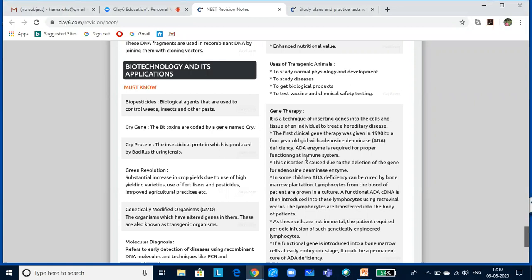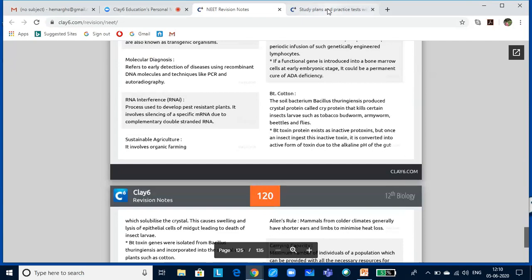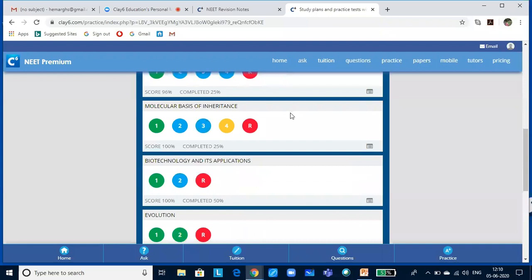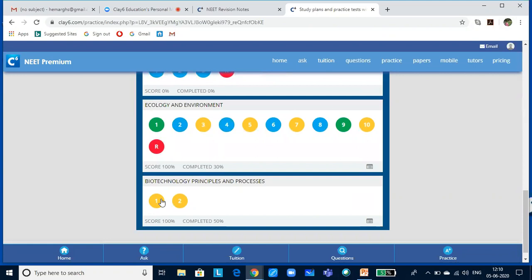So these are the broad things you have to know. I have summarized it in a nutshell, and this is all available in your PDF. Now let us look into the test. So first, let us delve into the test on biotechnology principles and processes.